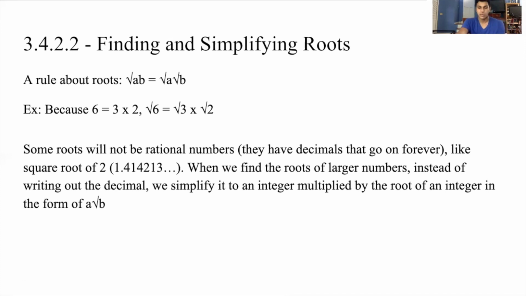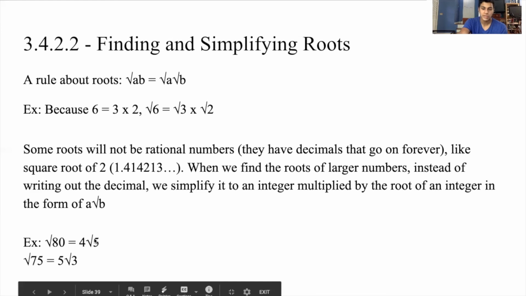It doesn't repeat, it goes on forever. And since it goes on forever, we just write that as the simplified root of a number, or we simplify to an integer multiplied by the root of another integer in the form of a times the root of b. And so some examples are the square root of 80 equals 4 times the square root of 5, and the square root of 75 equals 5 times the square root of 3.